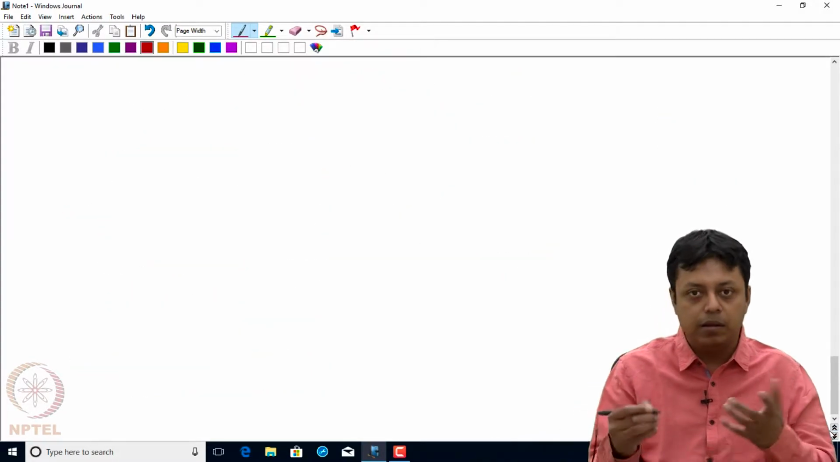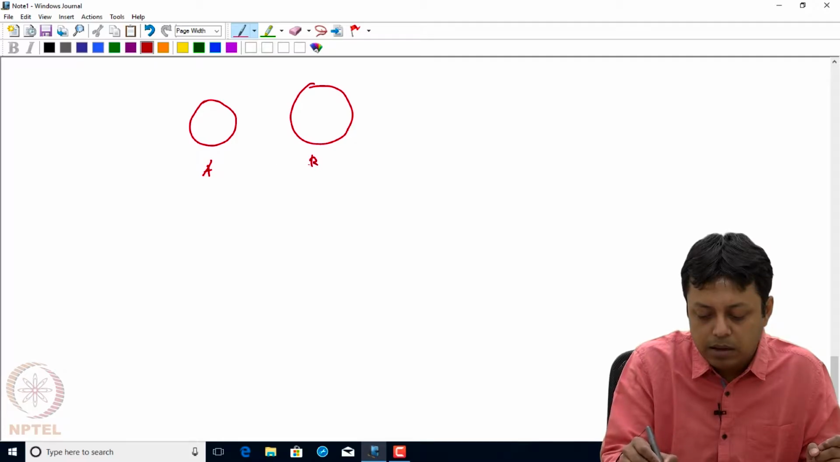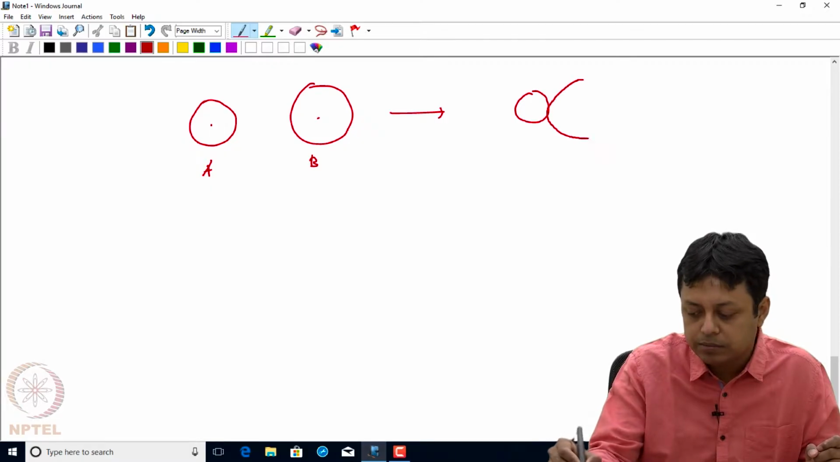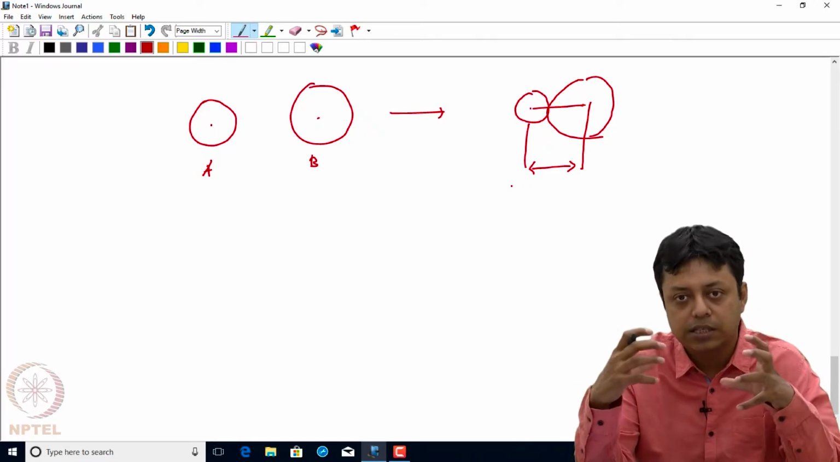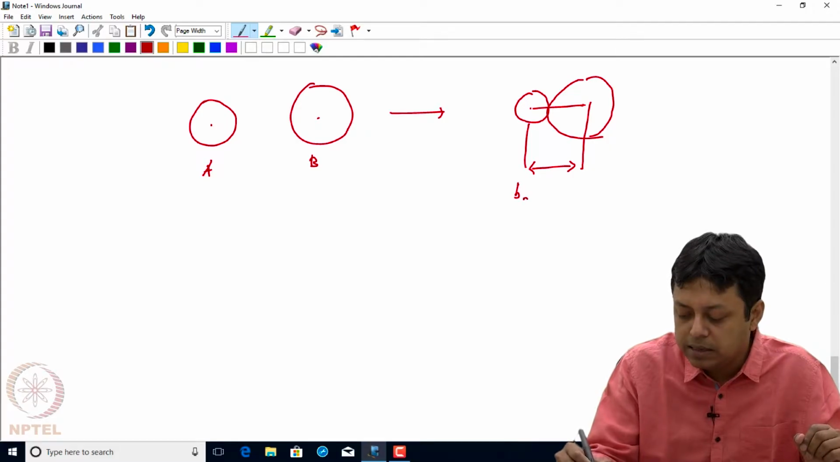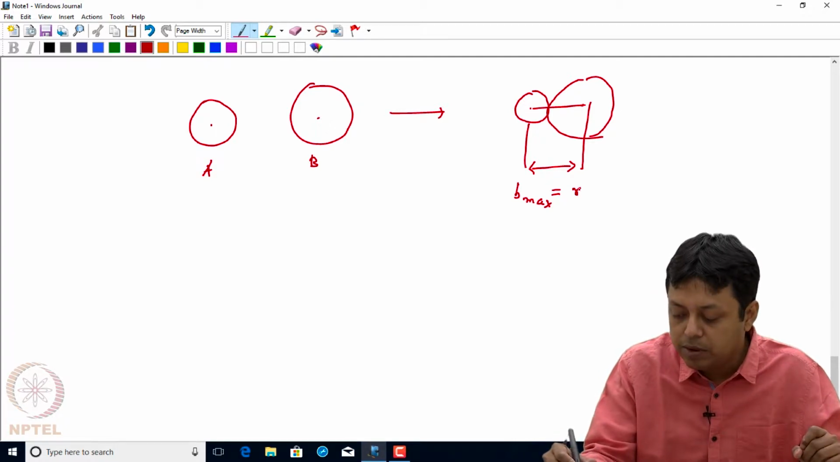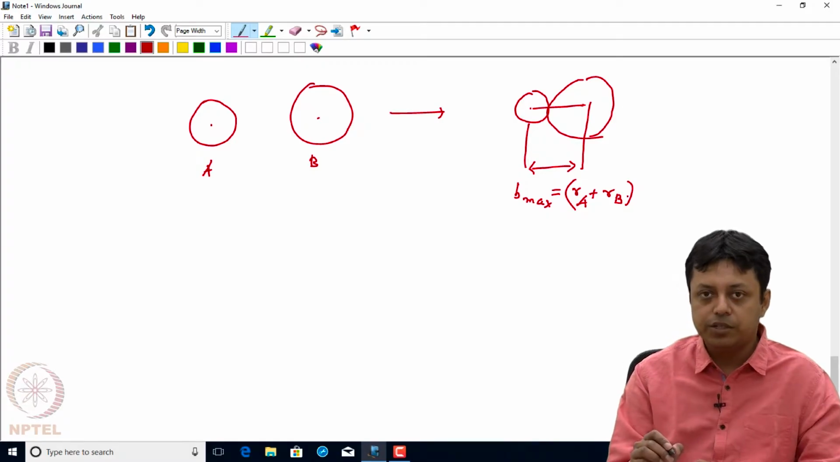So say if A and B are something like hard spheres, as we said, and the transition state will look like something like this, where this distance, which is basically the center to center internuclear distance when these two spheres touch each other, we denoted as bmax in our derivation for the collision theory, which is nothing but the radius of A plus radius of B, and this we will encounter soon. Now let us first try to calculate the partition functions.